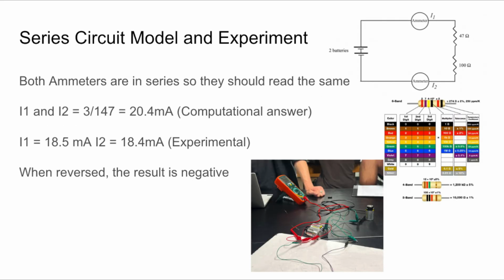The series circuit model and experiment. Here you can see the circuit that we created, both the diagram and the actual in-person circuit, as well as the resistance chart, helping us identify which resistance carried which ohm values. So both ammeters are in series, so they should read the same.